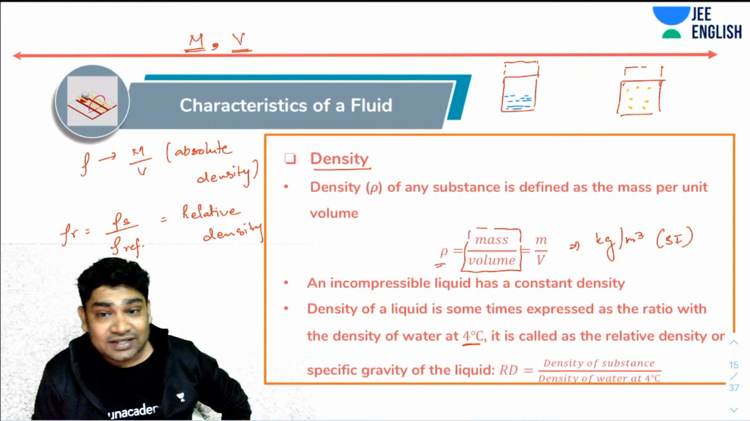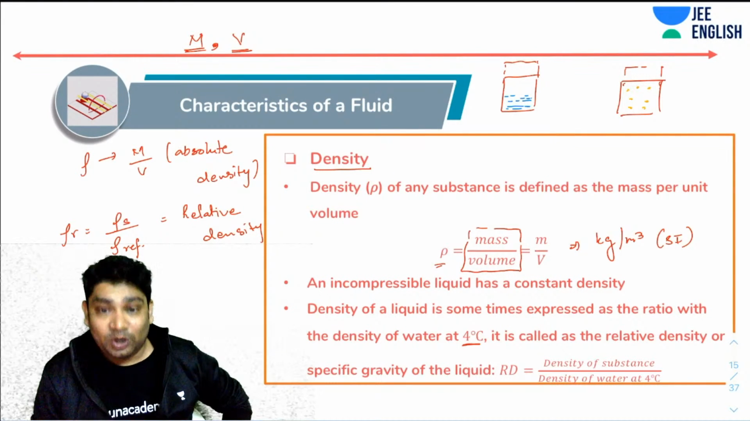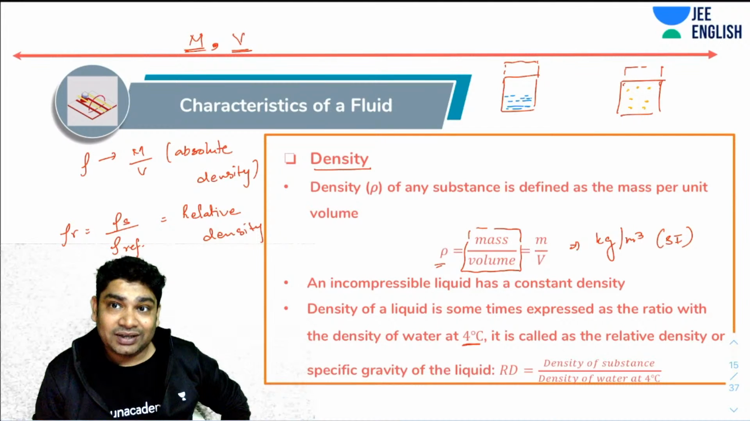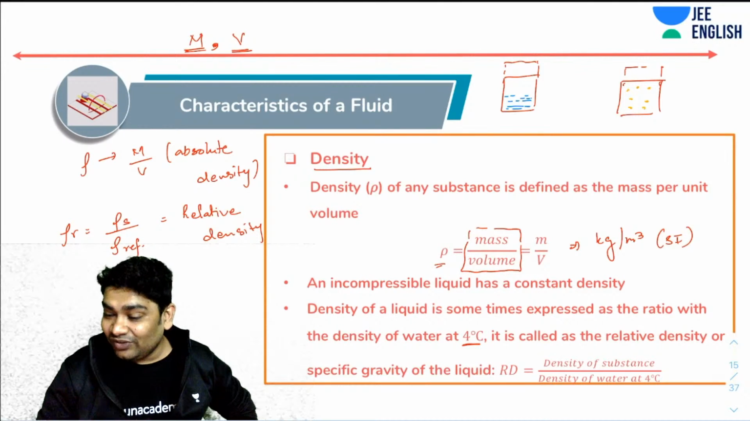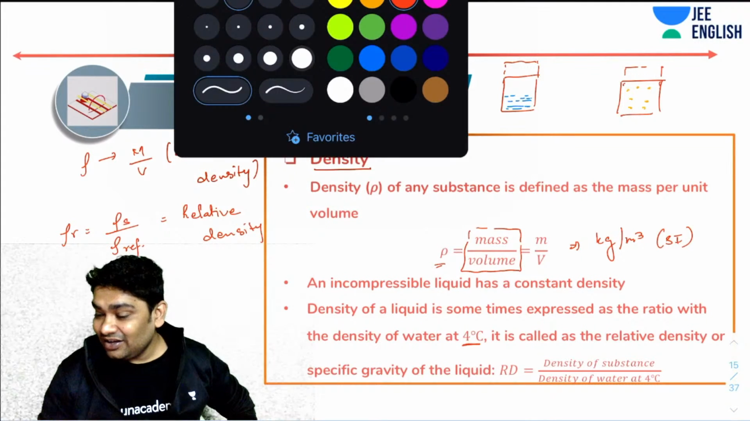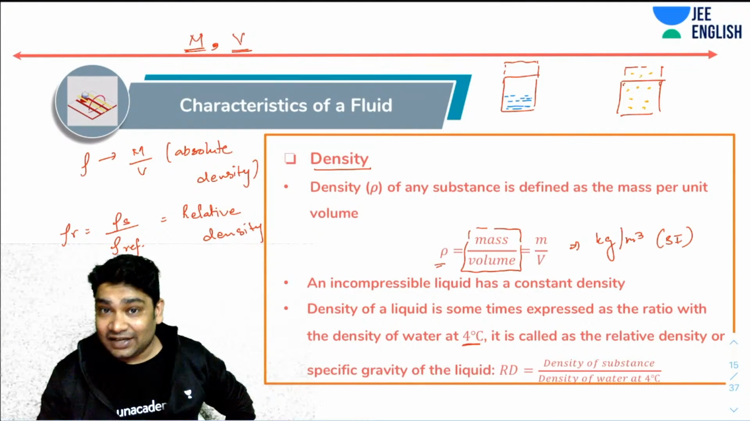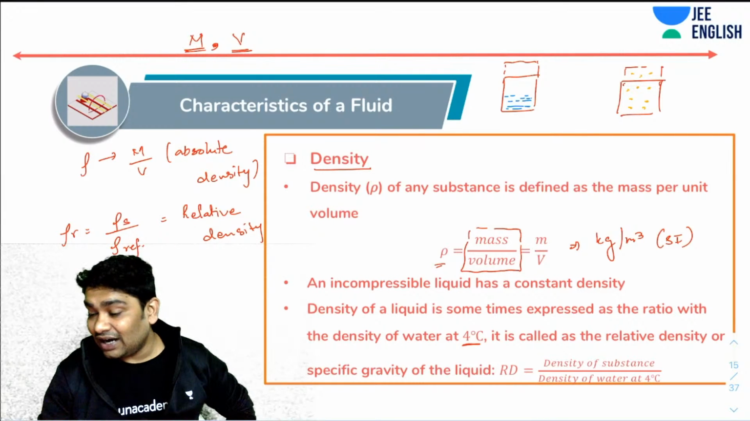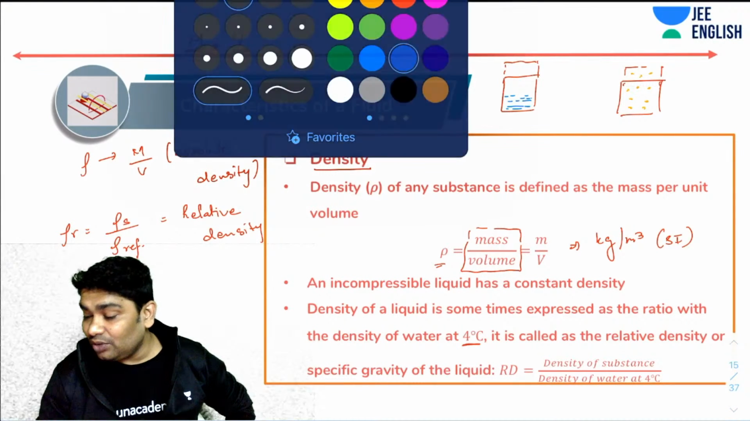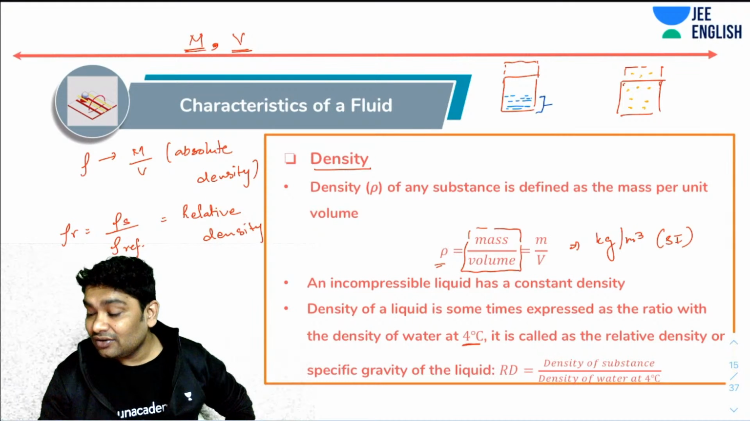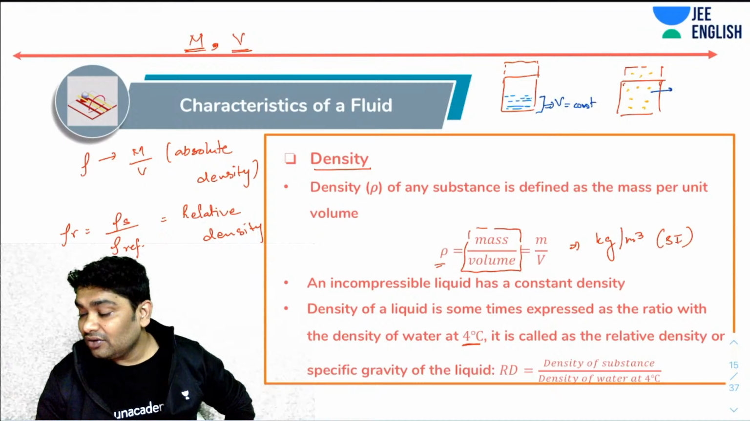For density of gases, for volume, we have to take the volume of the container. Yes, absolutely. Because that is the problem with gases. Gases will occupy the entire volume available to them. However, that is not the case with ideal liquids. For ideal liquids, you will see the volume is constant. V is constant. And for gases, V equals the volume of the container.